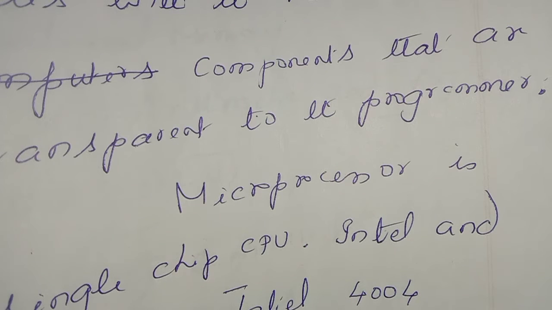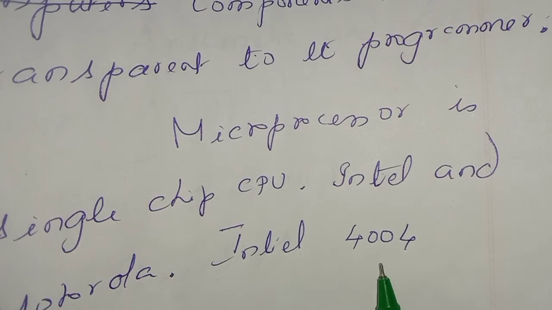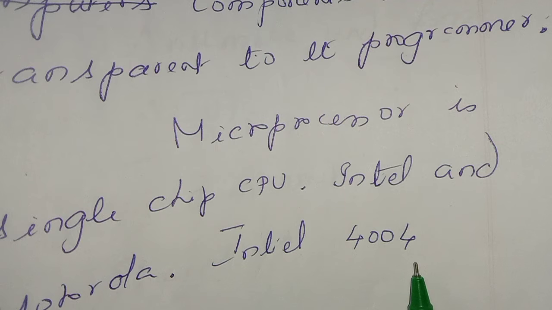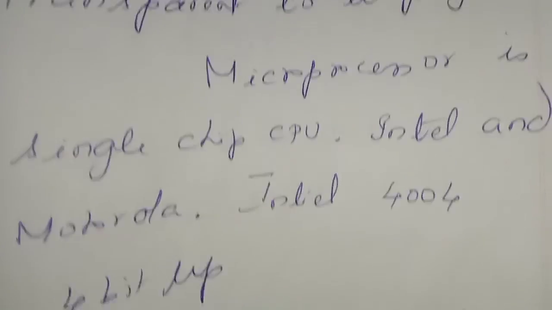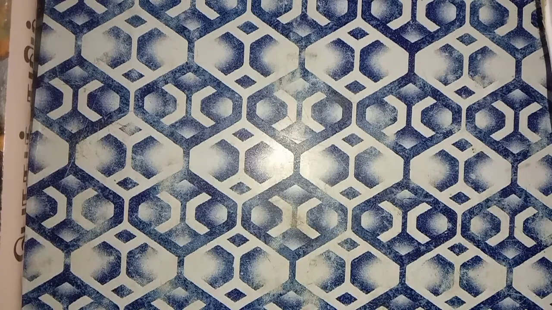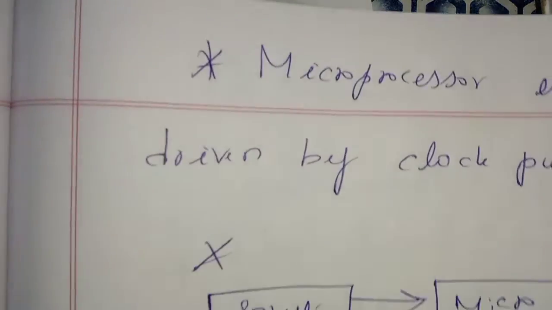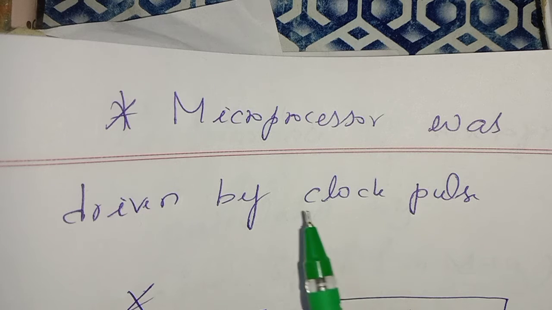Could you give an example of the evolution of Intel? Intel first launched the 4004. That is a 4-bit microprocessor. Then Intel incremented its speed to 8-bit, 16-bit, which we will see later. So now you know what a microprocessor is: nothing but a single chip CPU. The microprocessor is driven by a clock pulse.